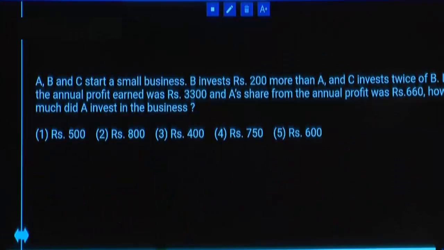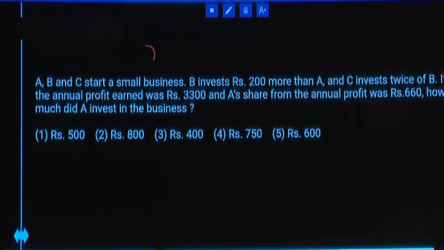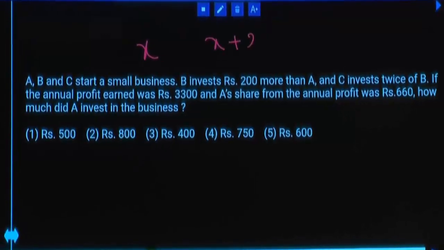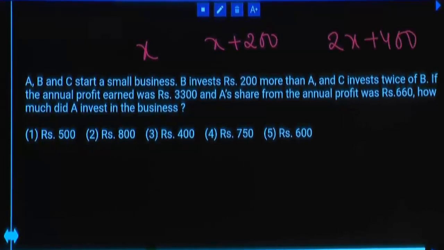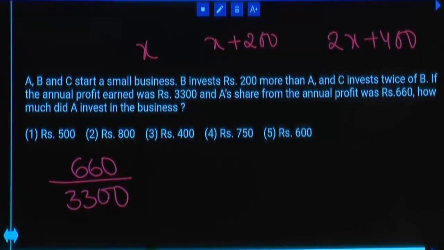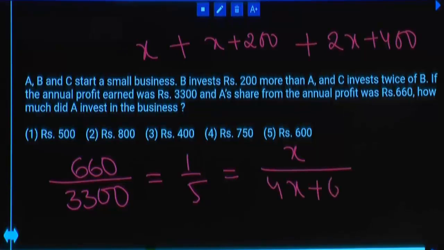ABC start a small business, B invests 200 more than A. So if A invests X rupees, B will invest X plus 200. C invests twice of B, that means 2X plus 400, 2 times of X plus 200. Annual profit earned was 3,300 and A's share from the annual profit was 660. So A's share 660 out of 3,300. Are you getting? Which is equal to 1 by 5 and which is equal to A's share out of total share. How much is A investment? X. Out of total investment, in the sense we have to add everything, which is equal to 4x plus 600.